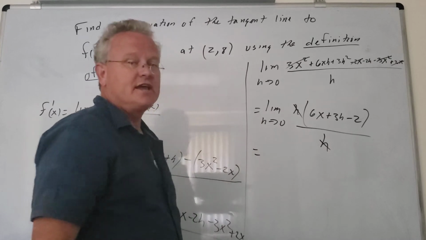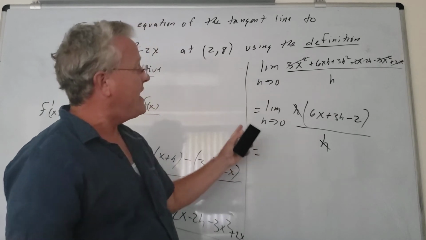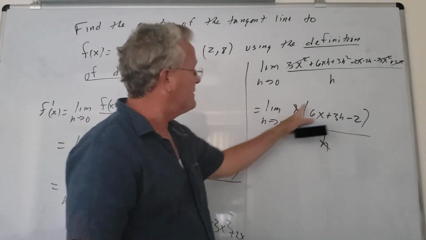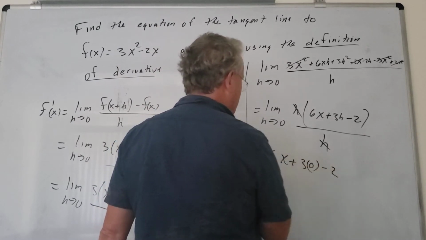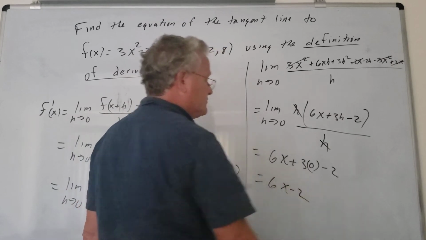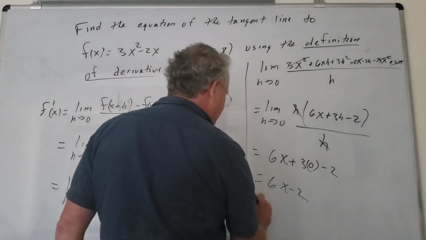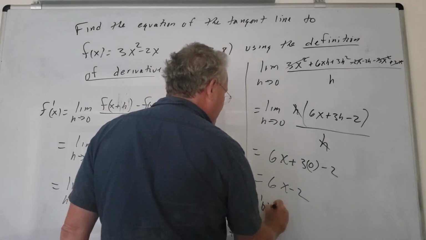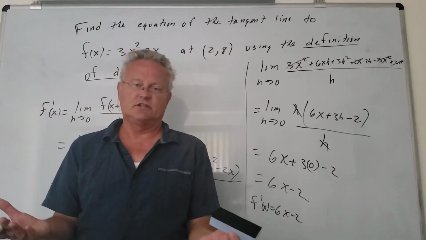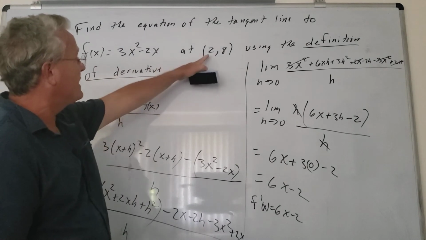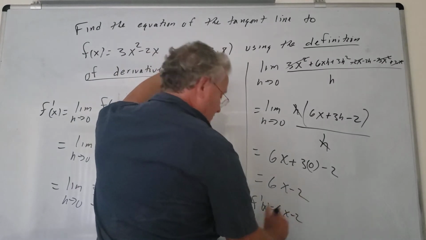Now I'm going to actually take the limit, so I'm going to drop this notation. When h gets close to 0, this gets closer to 6x plus 3 times 0 minus 2, which is 6x minus 2. So this is the derivative. The derivative is 6x minus 2. Now keep in mind, the derivative is the slope of our tangent line.